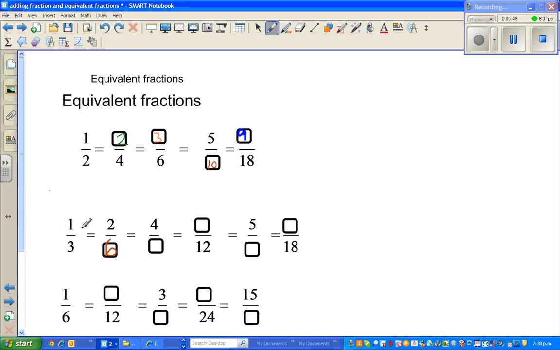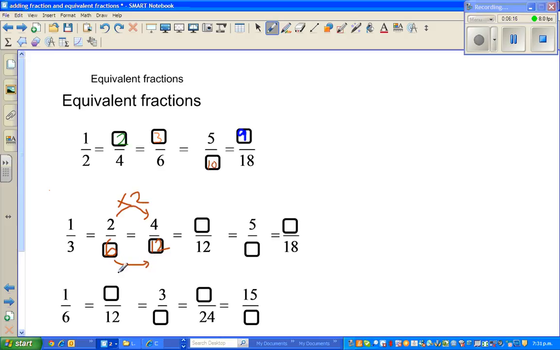Same principle here. 1/3 is 4 out of what? 1 times what gives you 4? So that is 1 times 4 is 4. So you do the same thing to the bottom number. So 3 times 4 is 12. Or you can also do it like this: 2 times what is 4? 2 times 2 is 4. So you do the same thing to the bottom number.